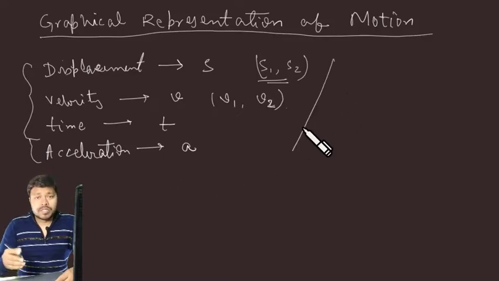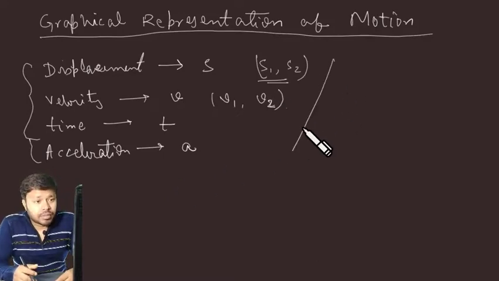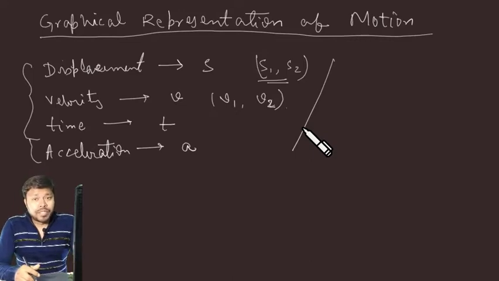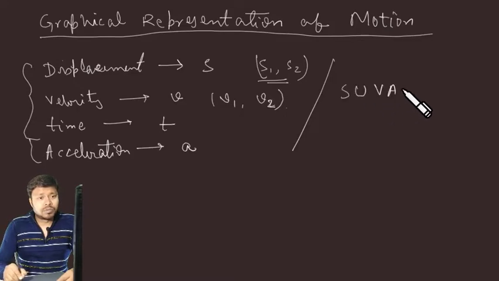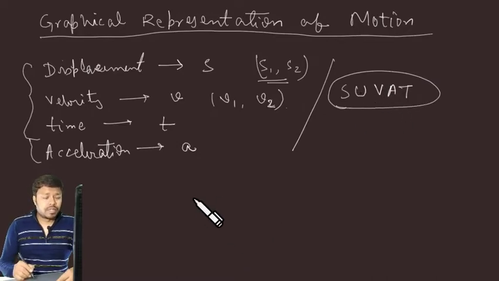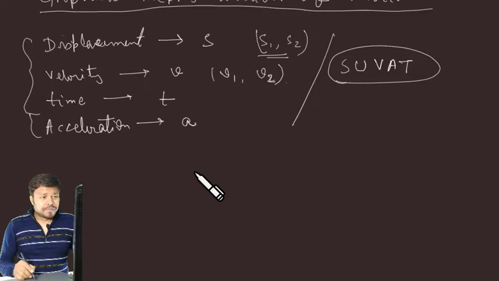If you have seen my previous video on the graphical proof of the equations of motion, you can see they are also called SUVAT there, but you use the initial velocity, we use the final velocity. All right, so let's go.